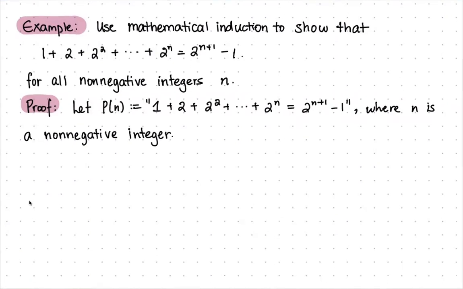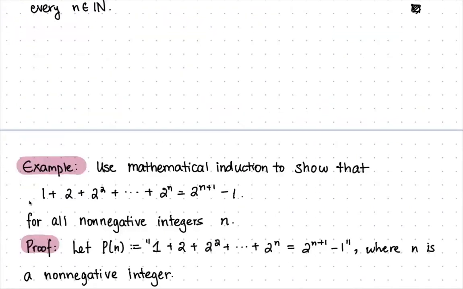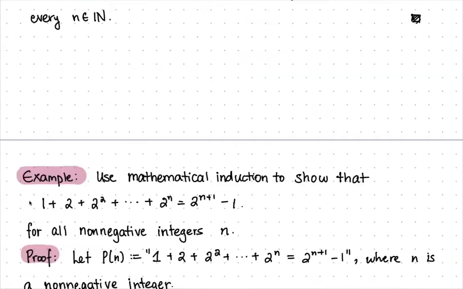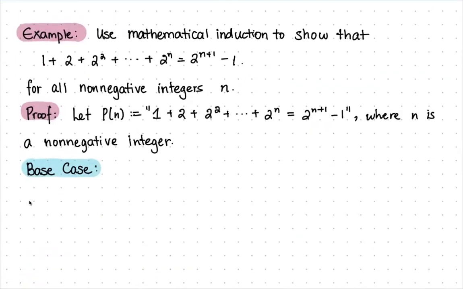Okay, so first we prove the base case. Similar to what we did in the first proof, we need to show that, in our case this time, P of 0 is true, because 0 is our starting value. So we need to show that P of 0 is true.